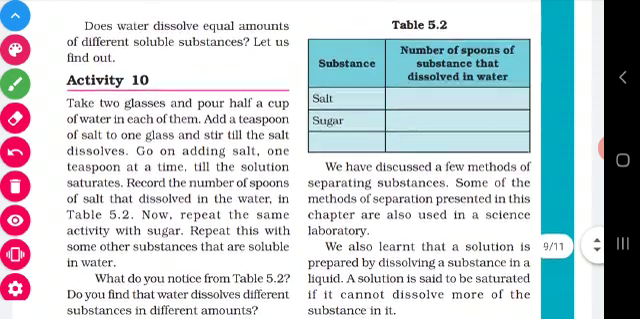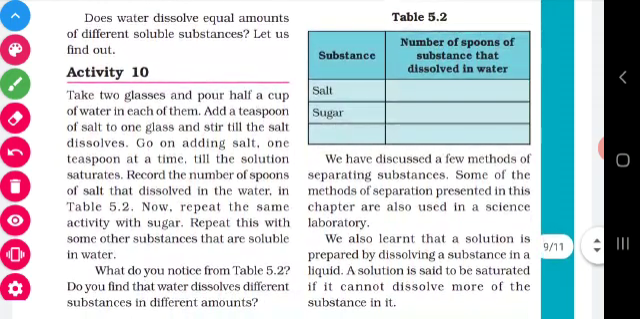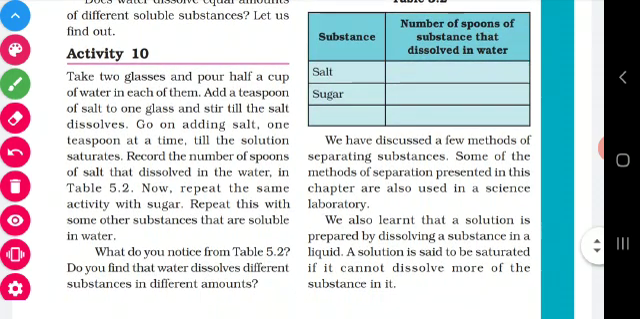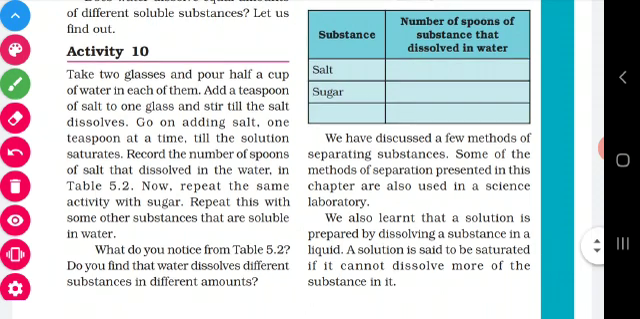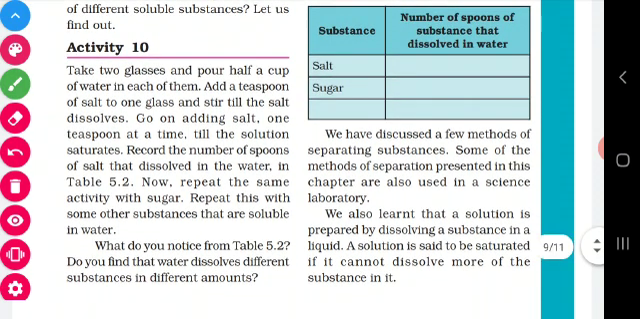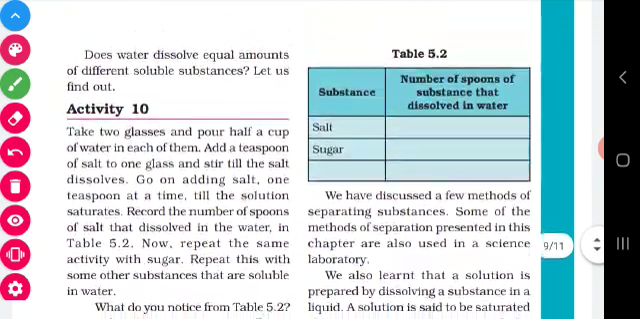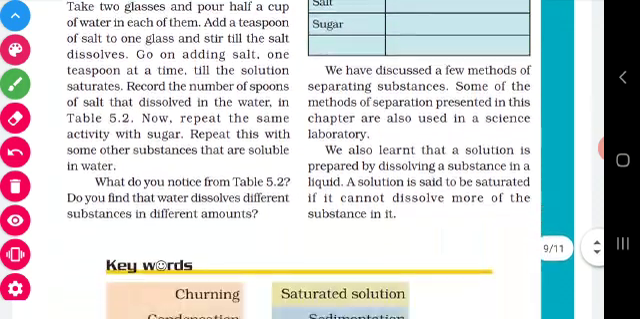Then you can try with sugar also and tell the results. Then you can choose one more substance. Salt is soluble in water, sugar is soluble in water. Like that you can choose one more substance that is soluble in water and say the number of spoons of substance that dissolved in water. Okay children, have you all understood? This activity you have to do and fill the table 5.2. So this is your homework today.